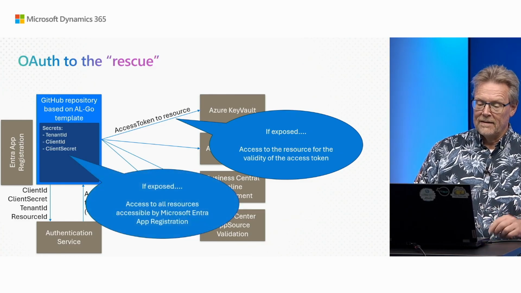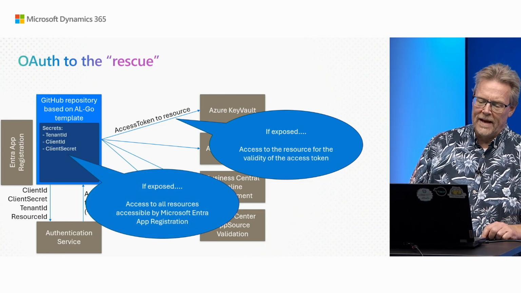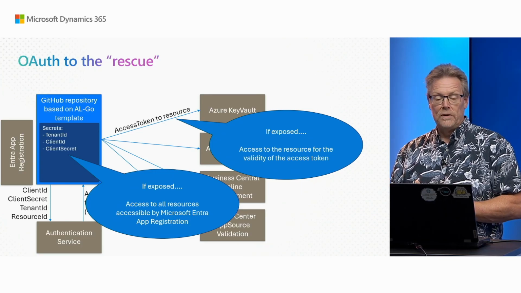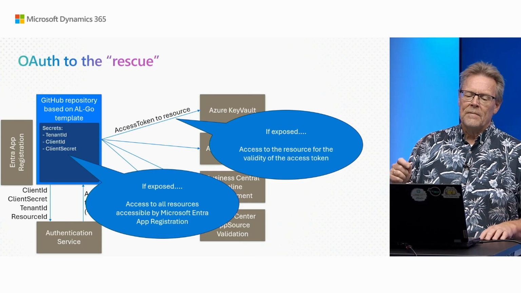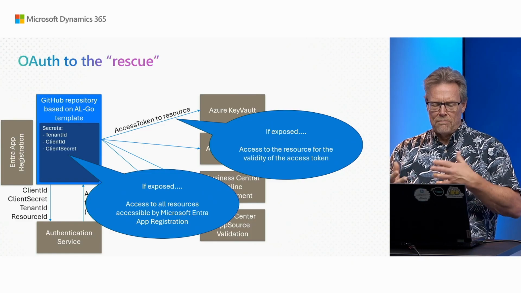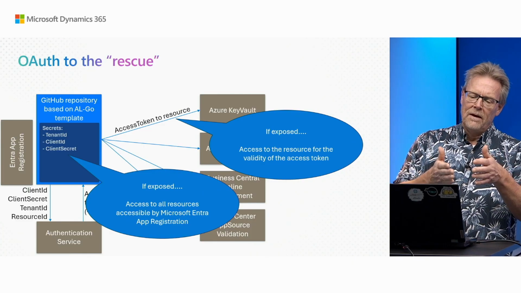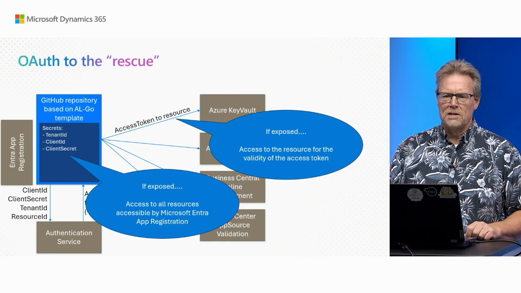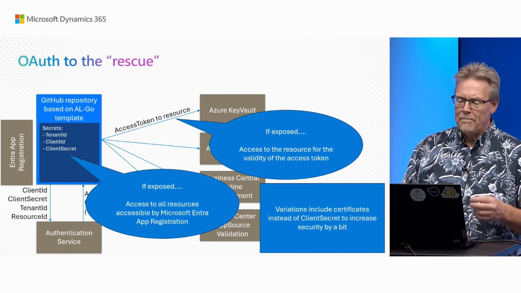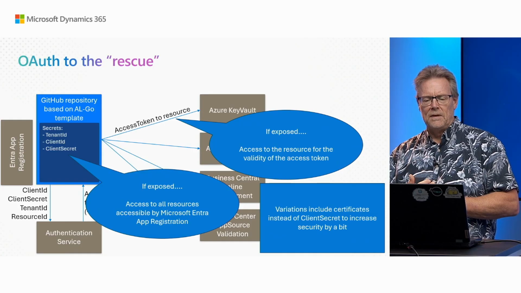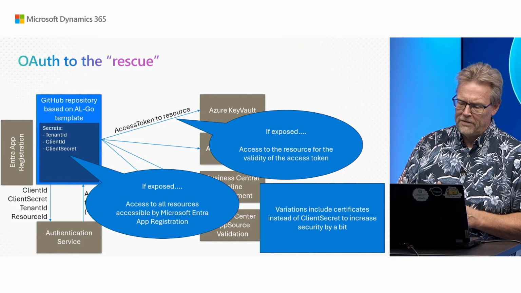If the client ID and the client secret are exposed, then you might be able to get access to all resources accessible by the Entra app registration. The problem with this approach is really that a lot of people reused Entra app registrations for a lot of things. So the app registration ended up having access to a lot of things that it didn't actually need. So again, yes, more secure than the username and password, but really also something that attackers could benefit from.